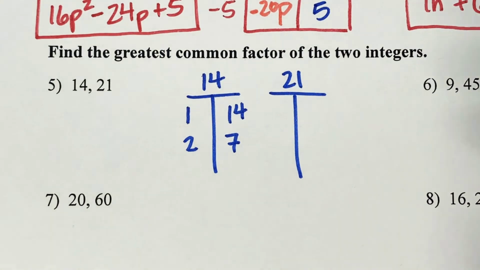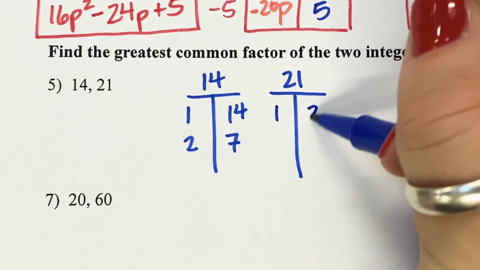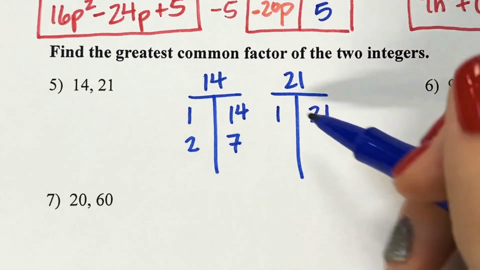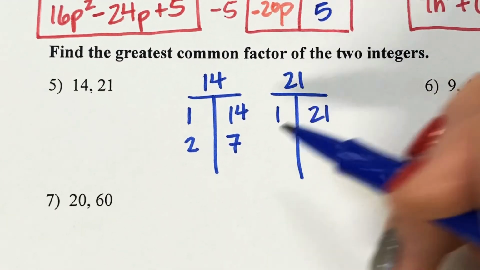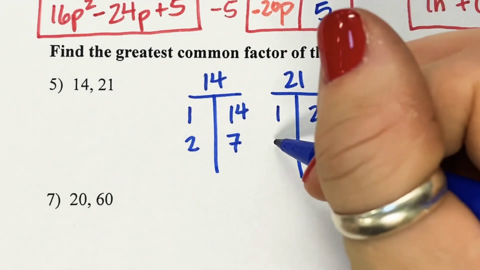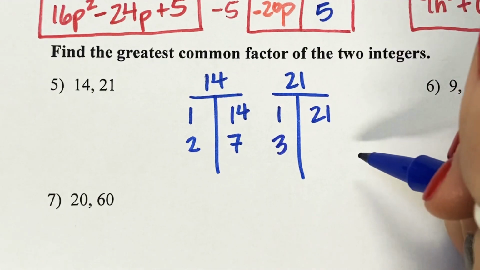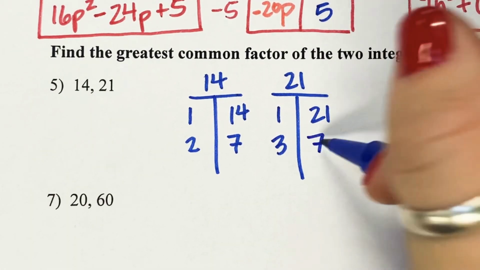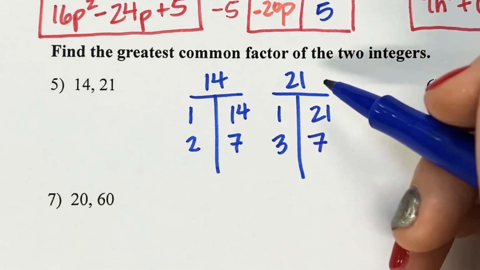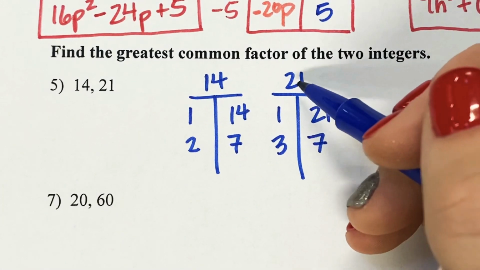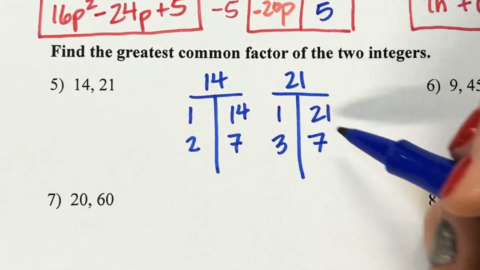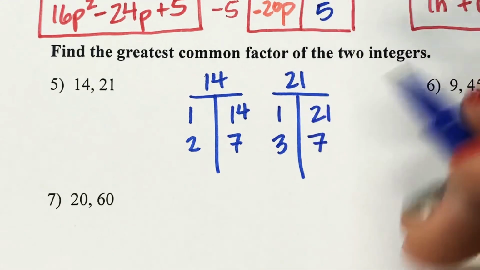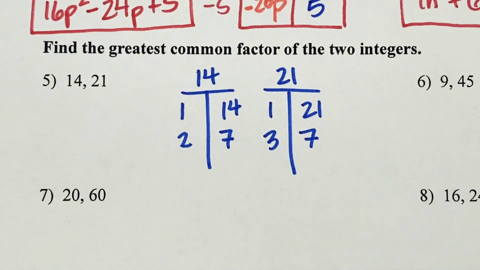Okay, now let's do 21. We can always start with 1 times itself, so 1 times 21. 21 is not an even number, so we know 2 doesn't go into it. But what about 3? 3 times what gives me 21? 3 times 7. 4 does not go into it. 5, no. 6, no. 7, yes. We already got it. So these are our only factor pairs of 21.